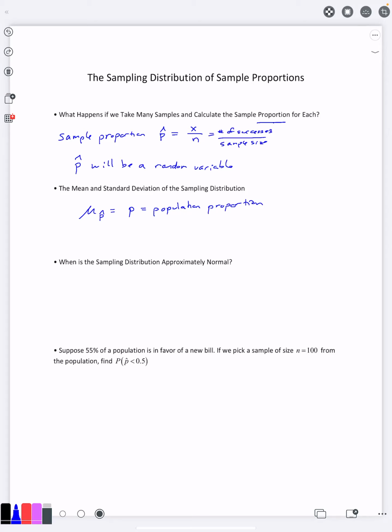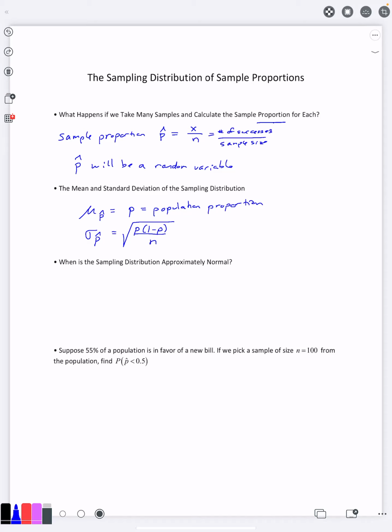However, the standard deviation of P hat is a little bit more complicated. The formula we can work out is the following: the square root of P times 1 minus P over N. This is what's going to happen when you're trying to take the standard deviation of all the different P hats you're going to possibly get.